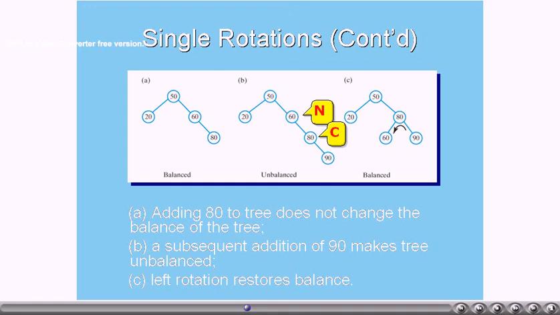Remember, in n's place c will come. That is, 80 now becomes the right subtree of 50. And for that 80, n becomes the left subtree. Thus 60 goes here. Now if you verify, after balancing, the in-order sequence is preserved and also the tree is balanced.